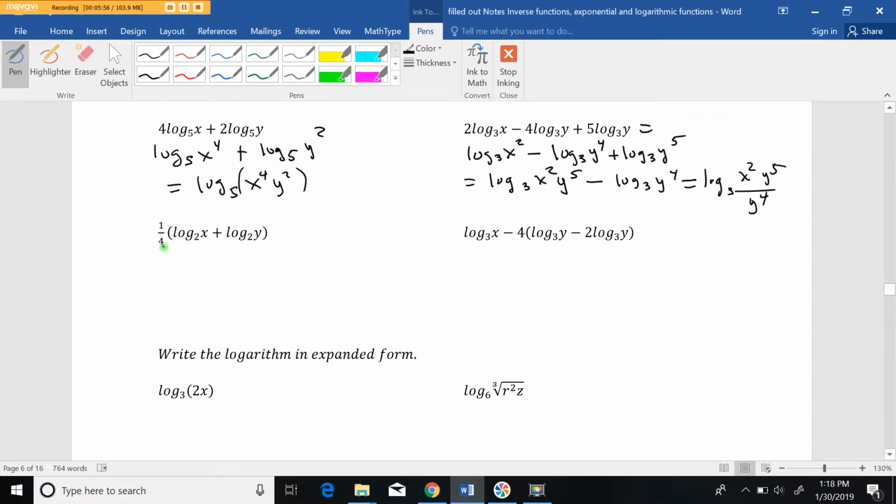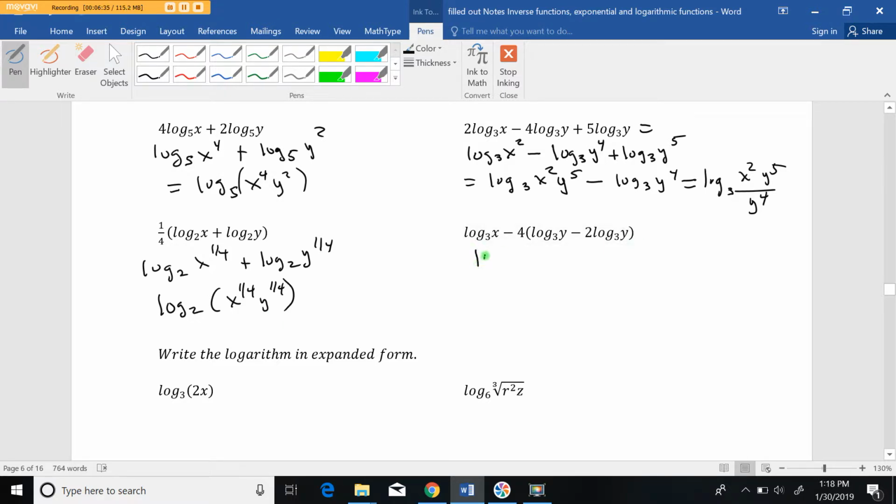All right, this stuff here. So let's see. This 1/4 applies to both of these. So this term can be written log base 2 of x to the 1/4 plus this can be written log base 2 of y to the 1/4. And now we can use the property that the log of a product is the sum of the logs. So these can be basically absorbed into one logarithm. And we could write this as xy to the 1/4, but I'm just going to leave that alone.